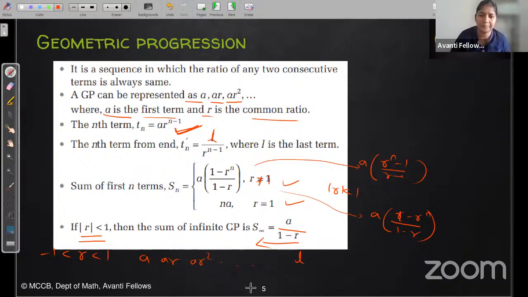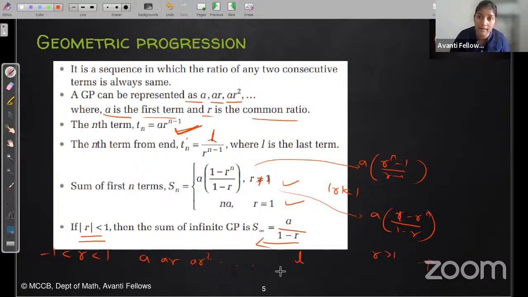Why can't we find the sum up to infinity terms when r is greater than 1? Because when r is greater than 1, the GP will be an increasing GP. Terms will be in increasing order. So if you consider infinite terms and find the sum, it will be infinite, right?